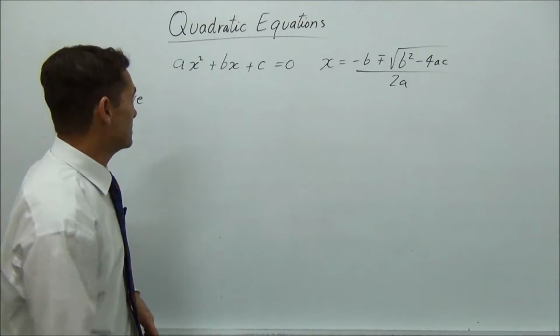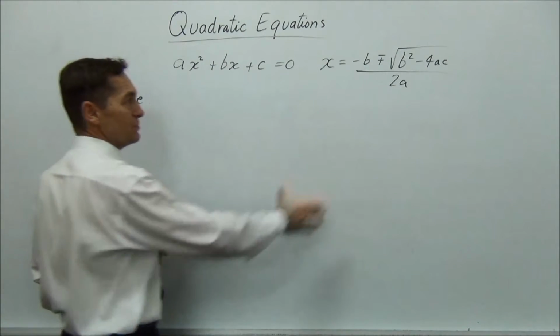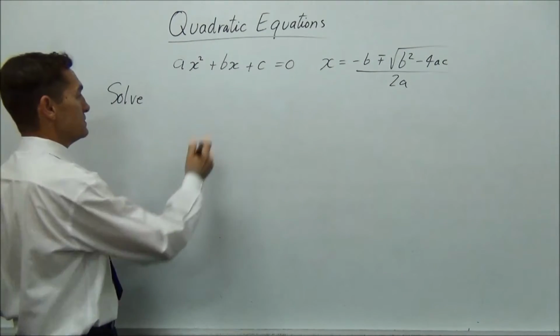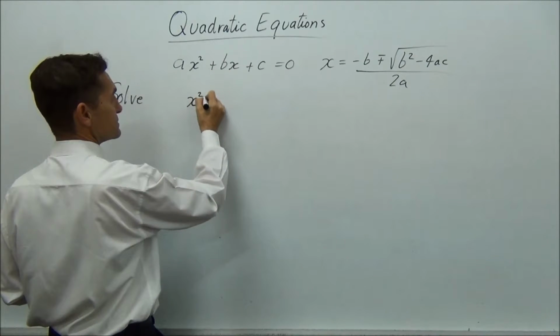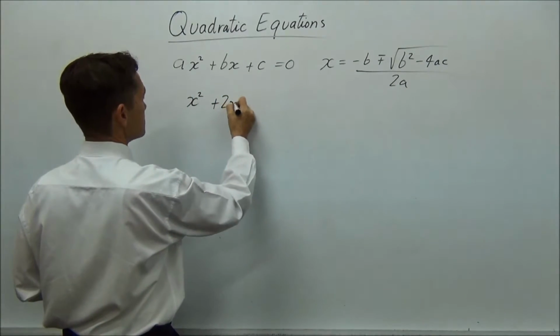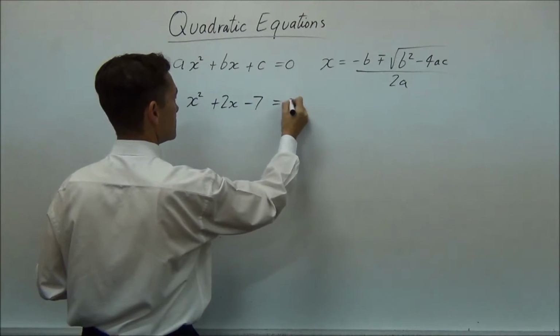G'day again. Back to do just one more. So let's make up an equation. We're going to use the quadratic formula. So let's look at 1 x squared plus 2x minus 7 equals 0.